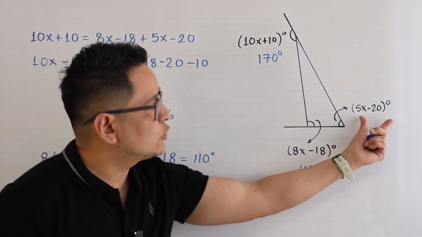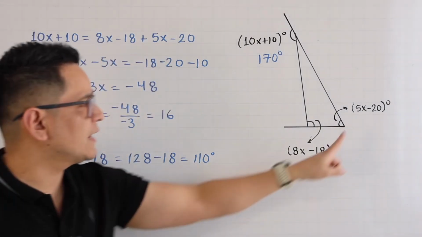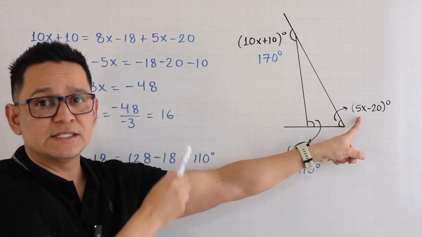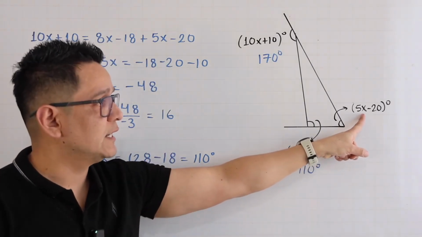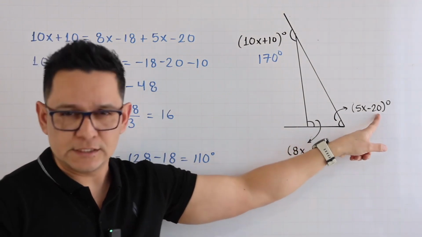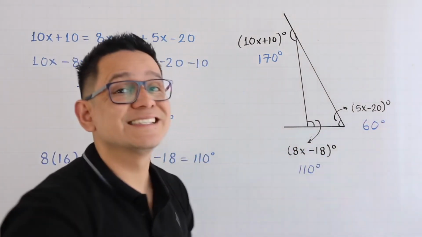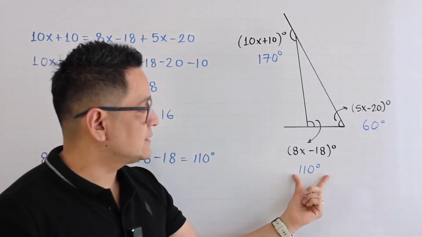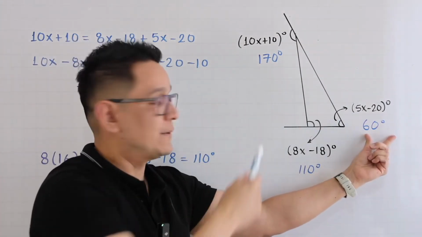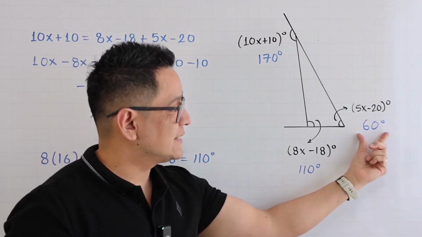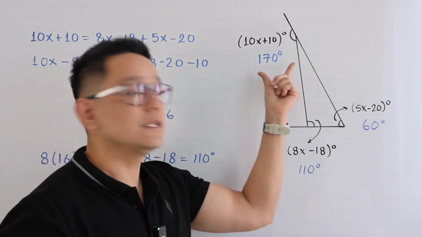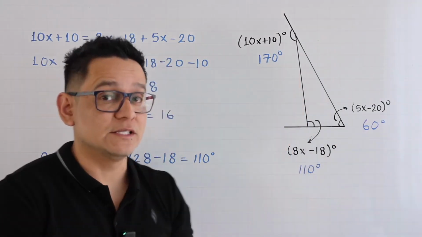Let's try this one. It's simple too, right? Let's see. I would have 5 times x. So 5 times 16, which is equal to 80, and 80 minus 20 is 60, right? So this angle measures 60 degrees. This one plus this one has to add up to this one over here. Let's see if that's true. 110 plus 60 is equal to 170, which does work out. So what we did was correct.